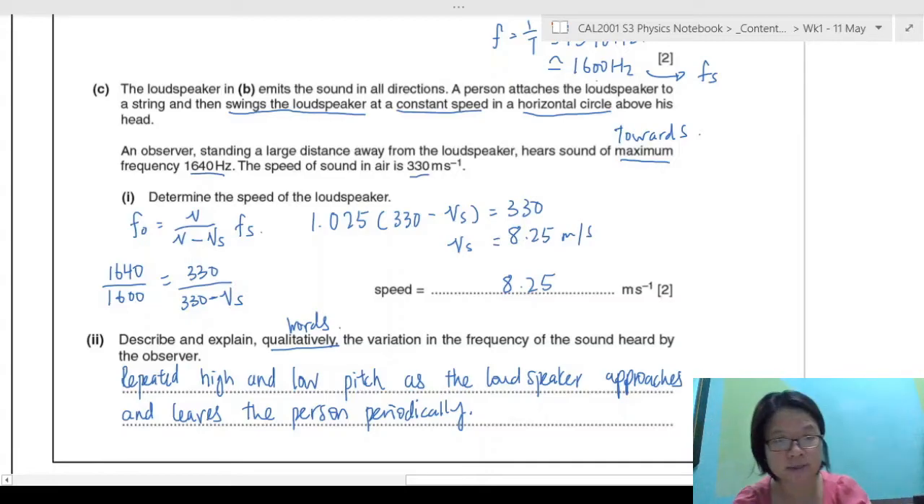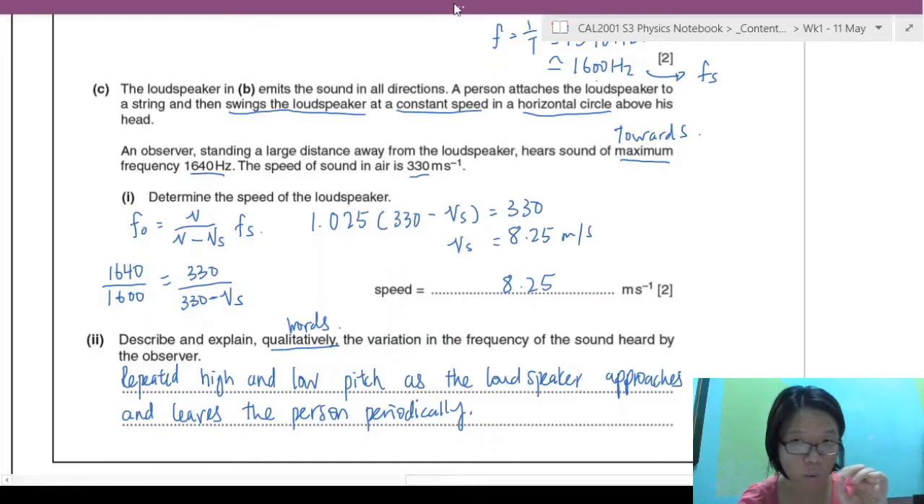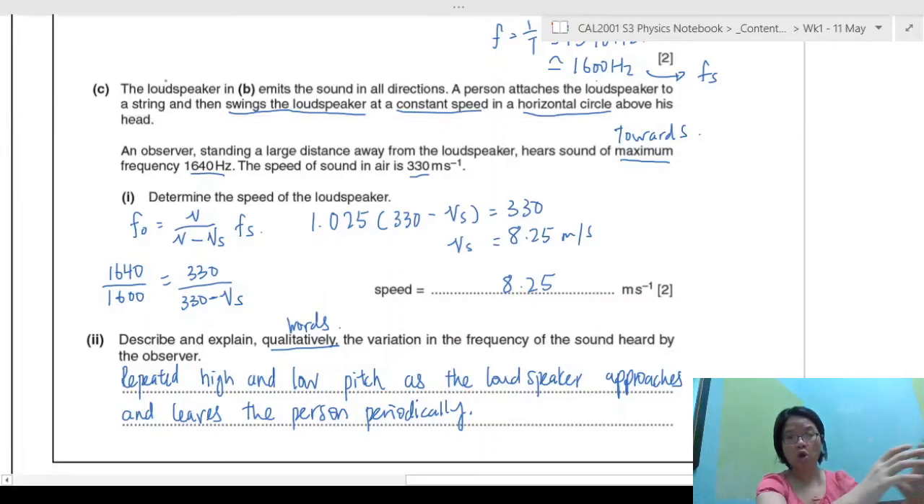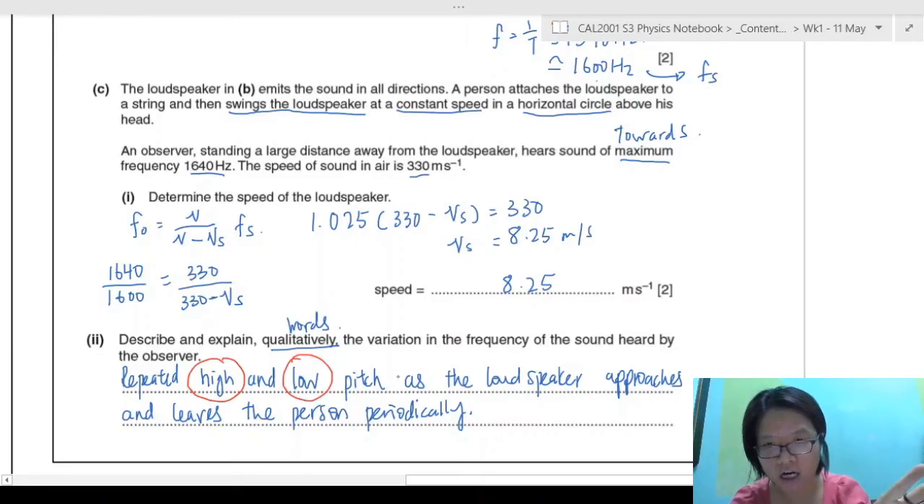But when you say high and low like this, it's always a little bit problematic, because high how high, low how low. So I think it is better if you have a better sense of writing better explanations, just for you to be safe. High and low is very risky. It's better if you change the high and low to higher and lower to indicate that there is a change from 1600 Hertz. If I hold the loudspeaker here, you will hear 1600. Higher than 1600, lower than 1600, higher, lower.